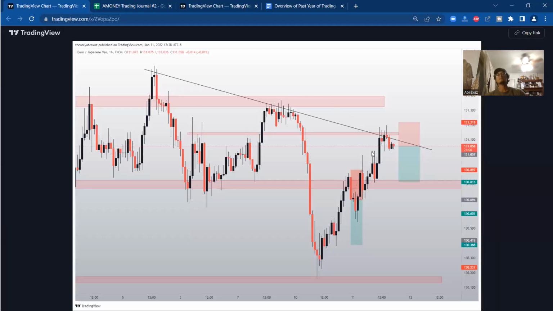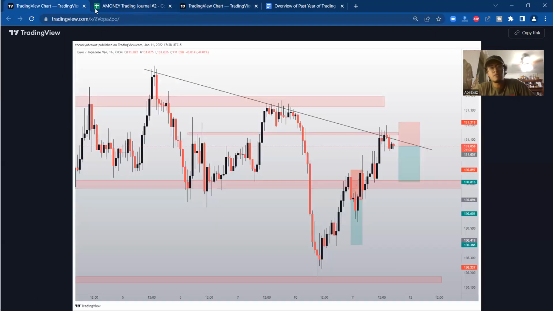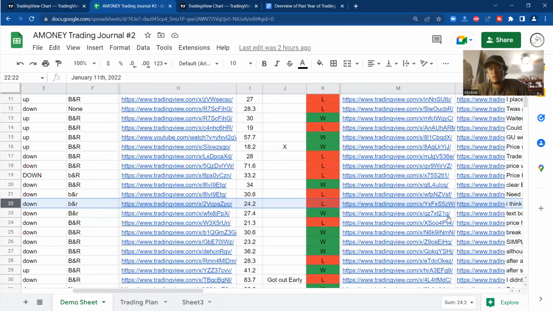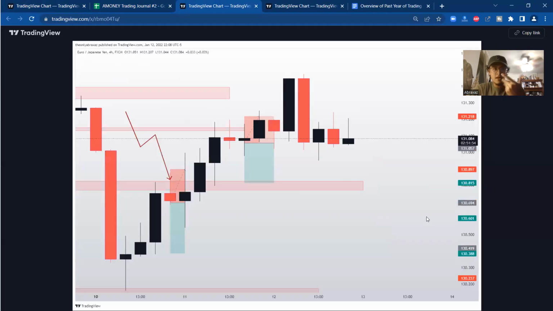Anyways, Euro JPY. Back at it. I messed up. But actually, USD CAD. Man, I can't even know the outcome of this trade. I need to be more organized and double check when I put in the data. Make sure. Oh, here we go. See, I got it on the 4 hour at least.